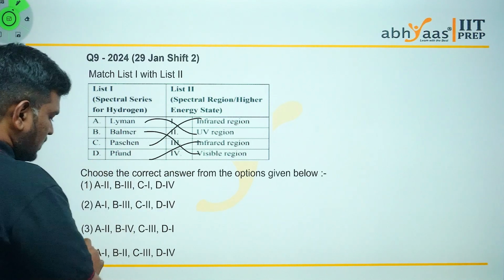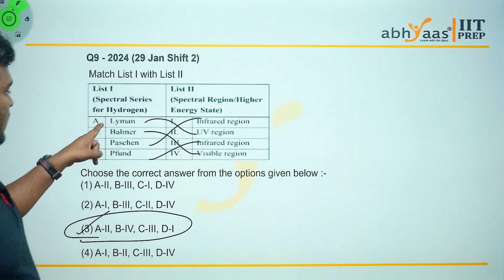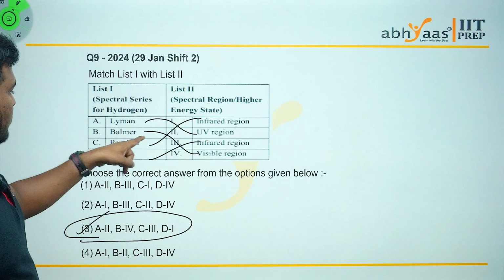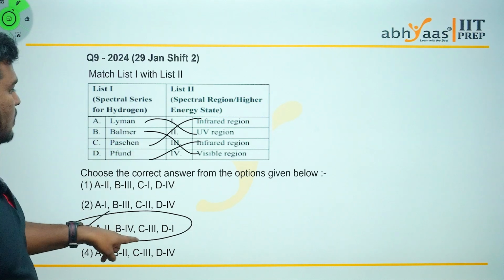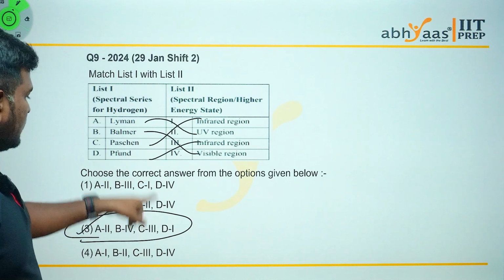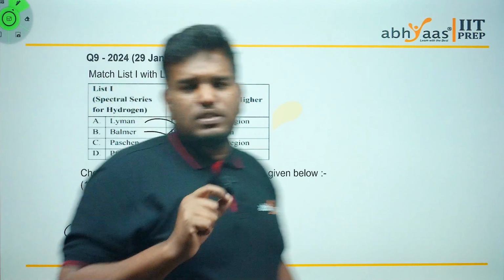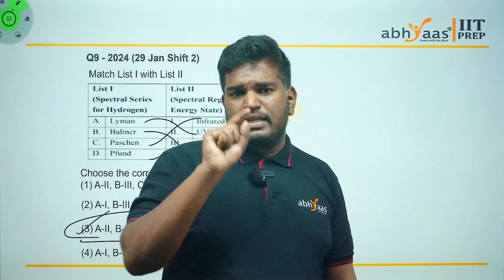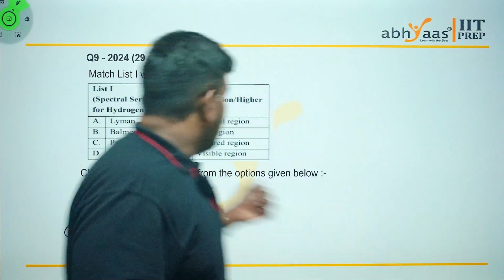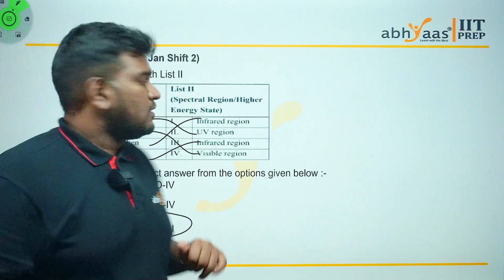B4 is present only in the third option, right? A2, A is the UV region, right? Then you have Balmer to the fourth one, visible region. Then C3, Paschen to infrared, and D1, Pfund to infrared, right? So with that single piece of knowledge, that the Balmer series belongs to the visible region, we can solve this question, right?